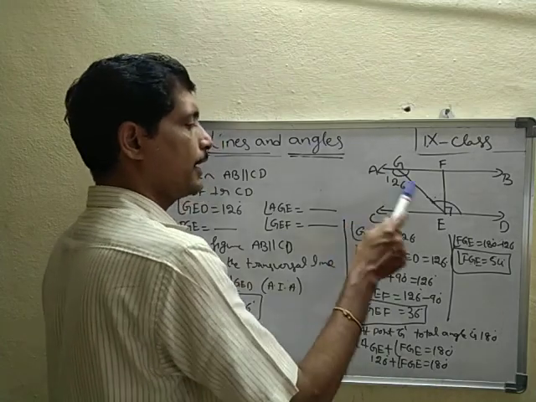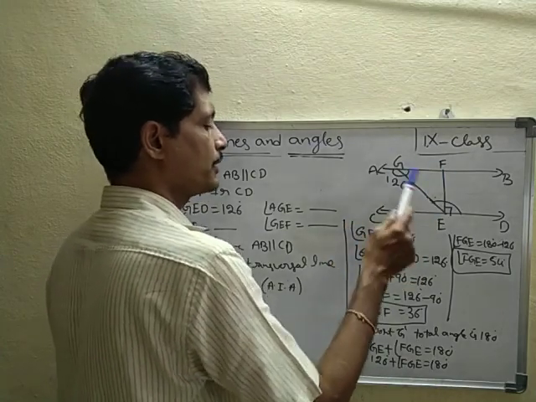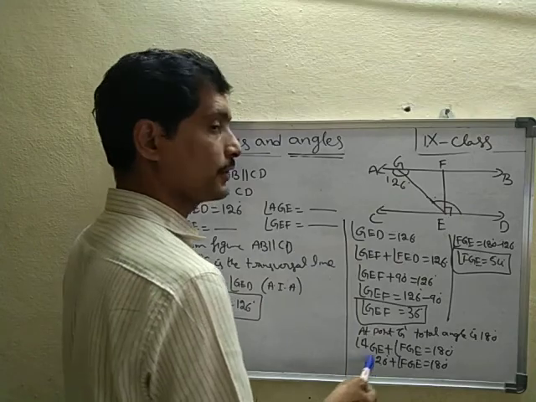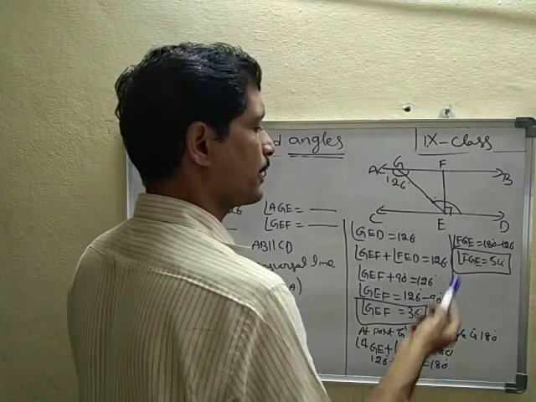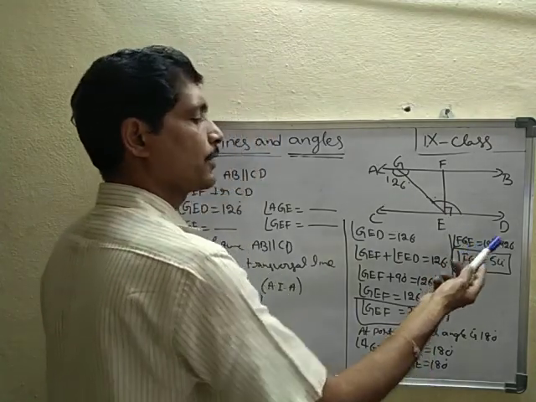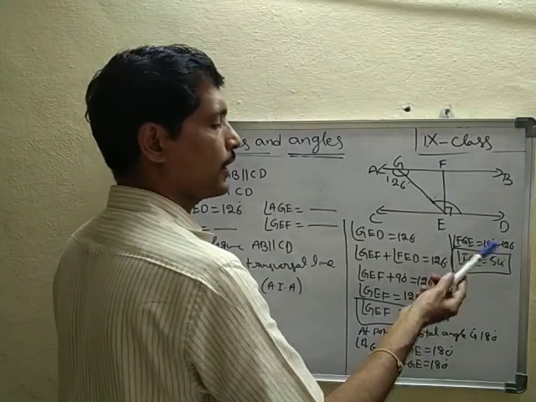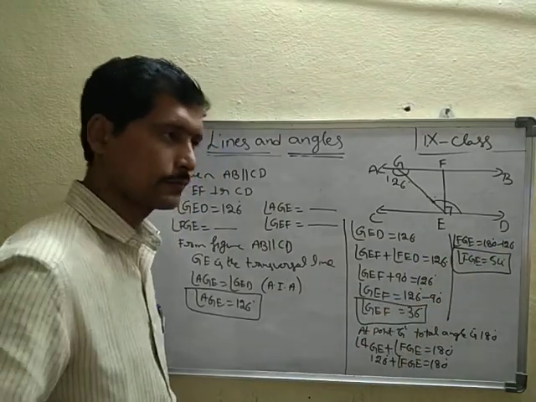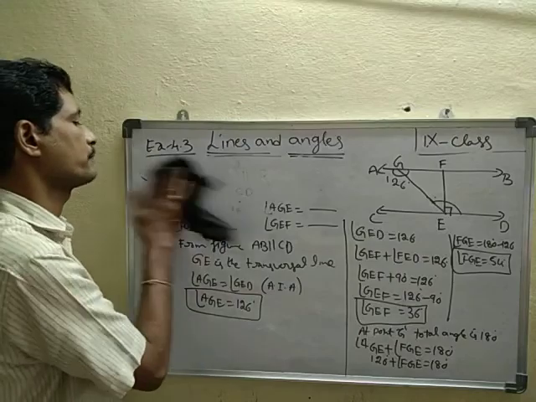Therefore, angle AGE plus angle FGE equal to 180. Therefore, 126 plus angle FGE equal to 180. Angle FGE equal to 180 minus 126. Angle FGE equal to 54 degrees. Okay.